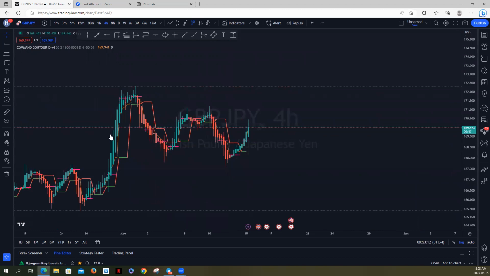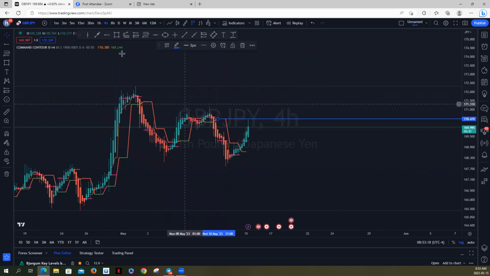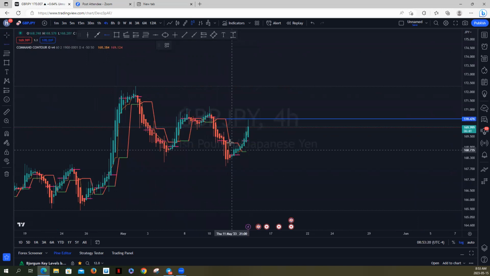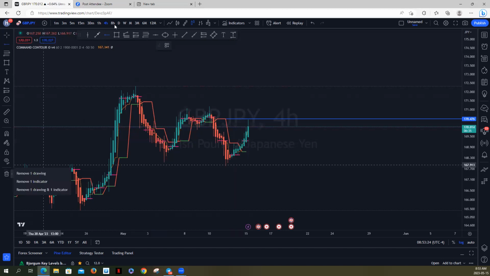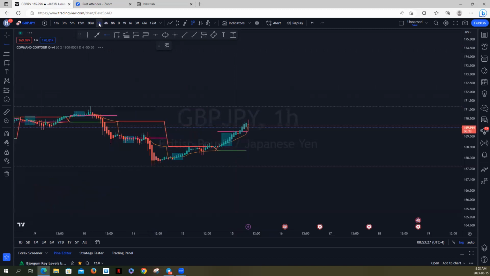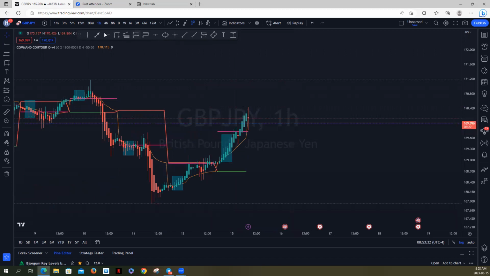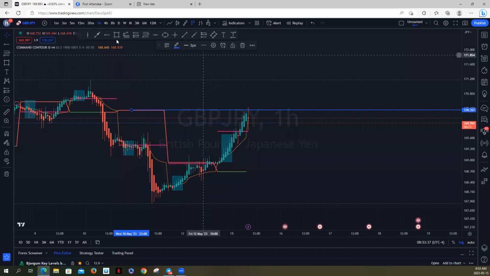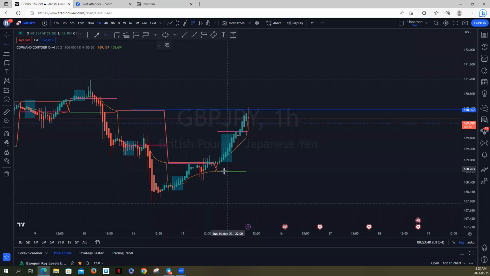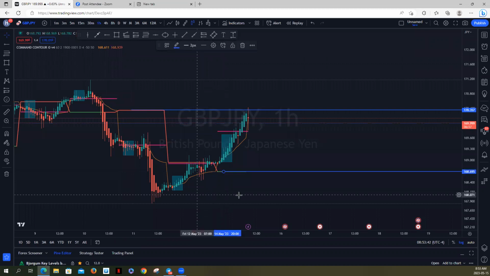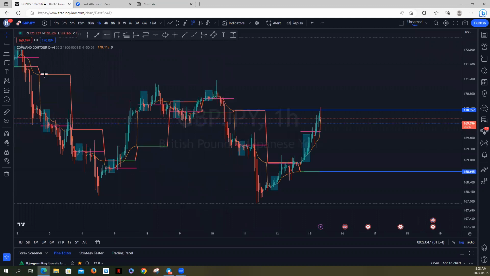So one of the first things you do, even before you look at ZAP zone, is mark out your command contour levels, as we did before. But let's mark it off on the arrow. Let's keep it consistent. Another level here. Another level here.